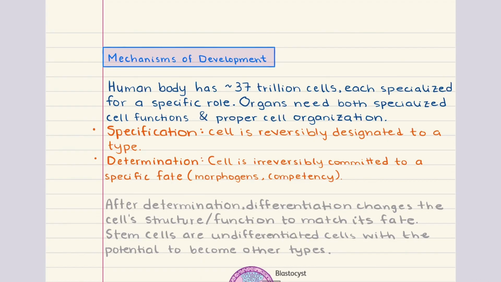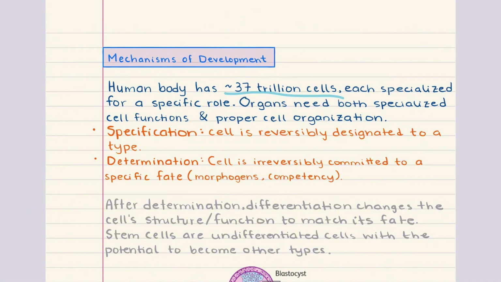titled Mechanisms of Development. The human body contains around 37 trillion cells, and almost every one of them is specialized to perform a specific function. From neurons to red blood cells to skin cells, every type of tissue plays its own role, and each cell knows what to become thanks to a tightly controlled sequence of events.